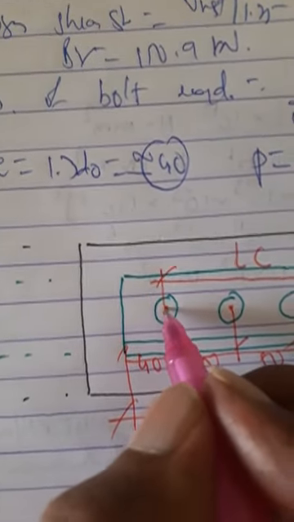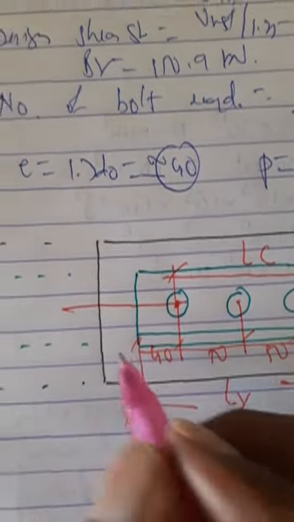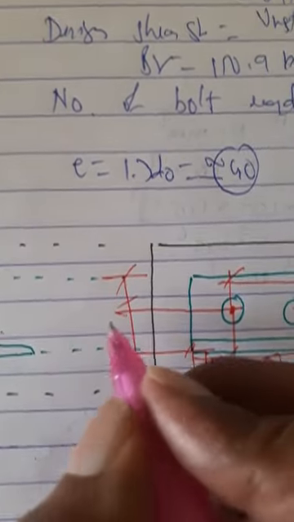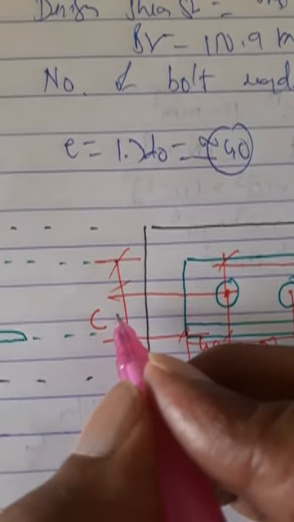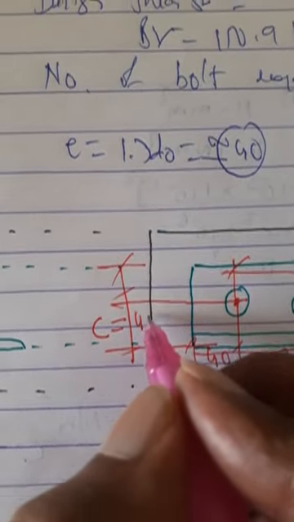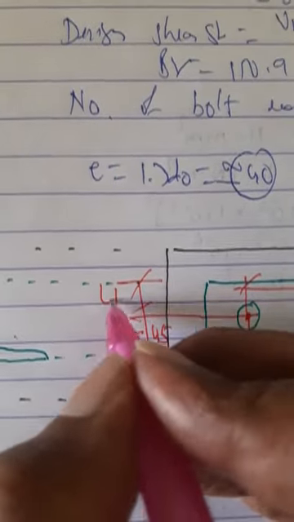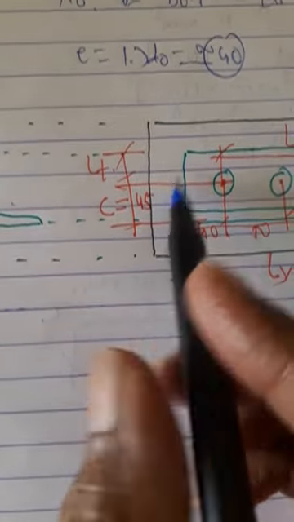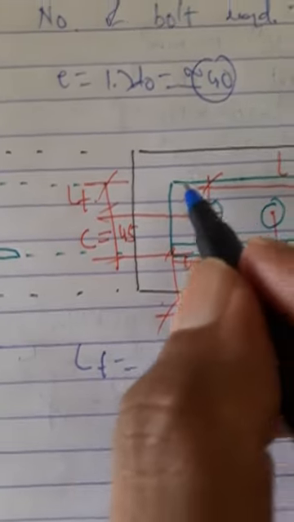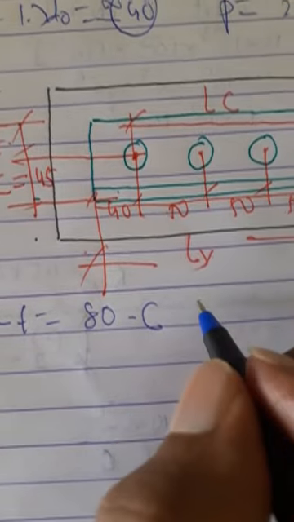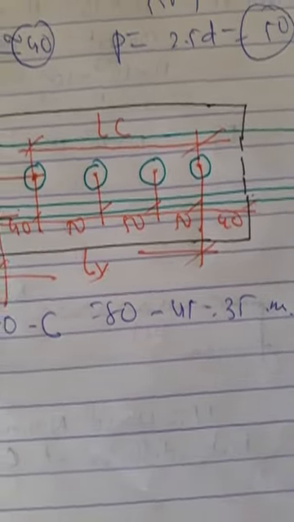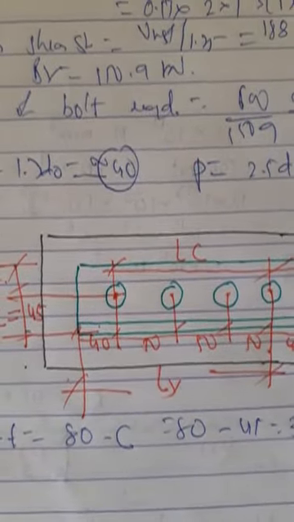Now from this bolt center to this bottom edge is the C value, and that you get from SP6. C value is 45. Then this distance is Lt. Therefore I have the equation Lt is equal to this distance from here to here, this is 80. 80 minus C. So 80 minus 45, you have 35 mm. So this is the detailing of the joint.